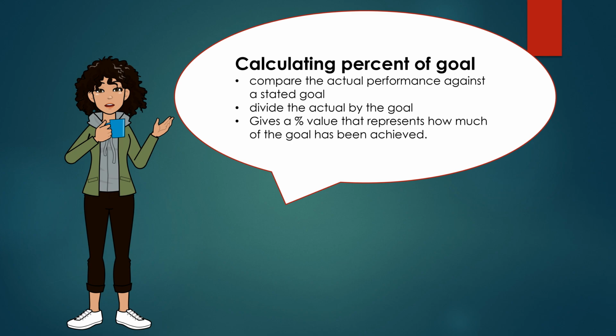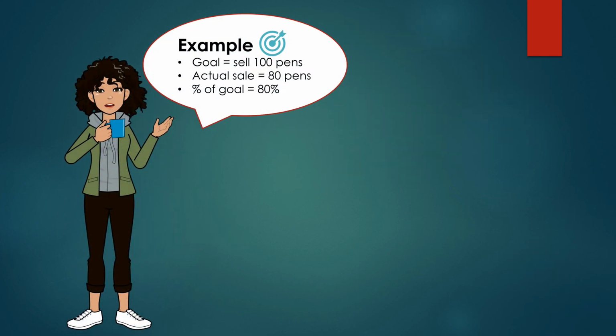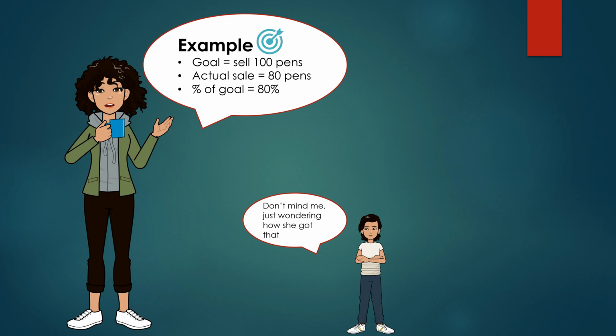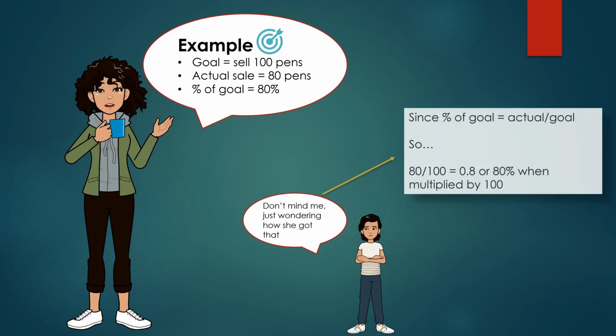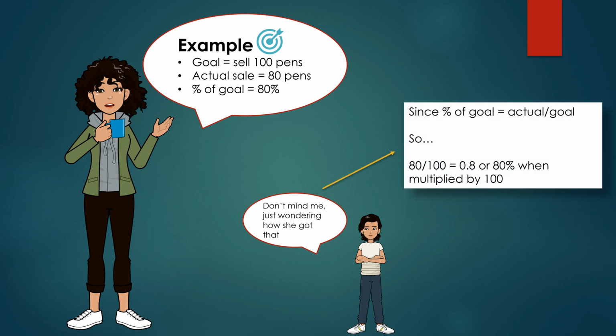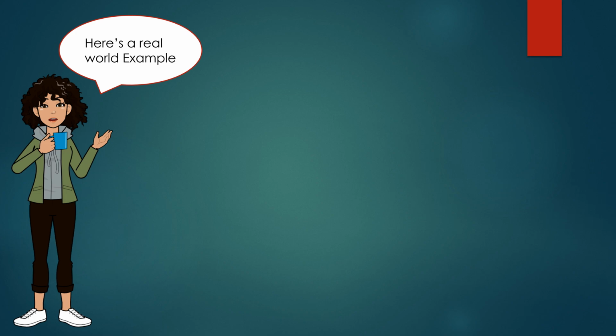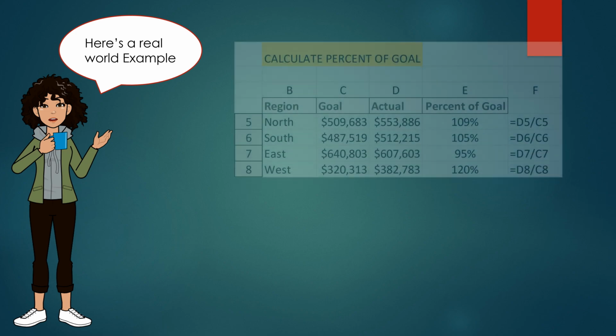So for example, if your goal was to sell 100 pence, but you actually sold 80 pence, your percentage of goal will be 80%. So in case you're wondering how I got this, since the percentage of goal is equal to the actual over the goal, you'll take 80 over 100, which will give you 0.8 or 80% when it is multiplied by 100. So we're going to look at a real-world example of where this can be applied.